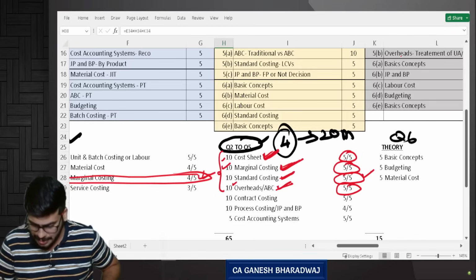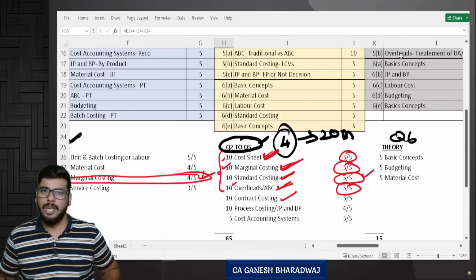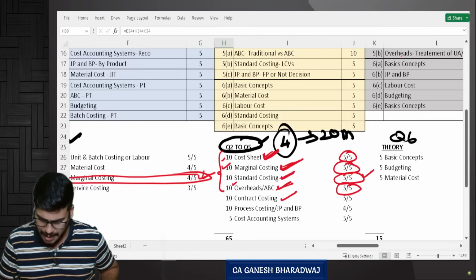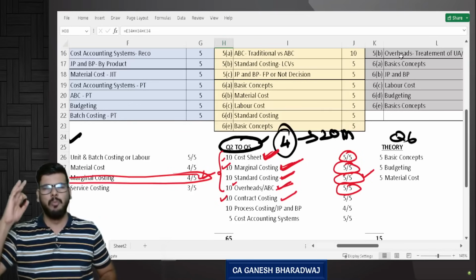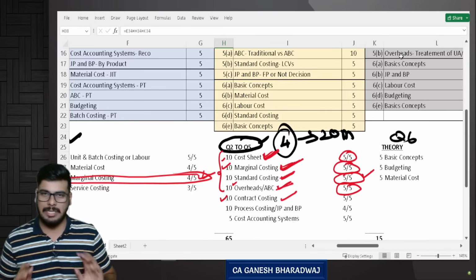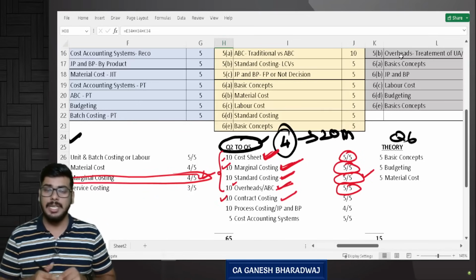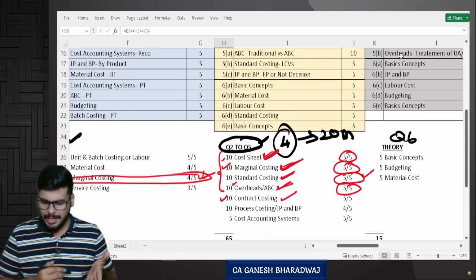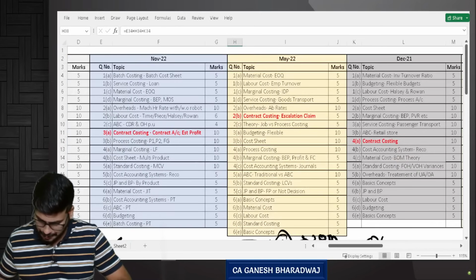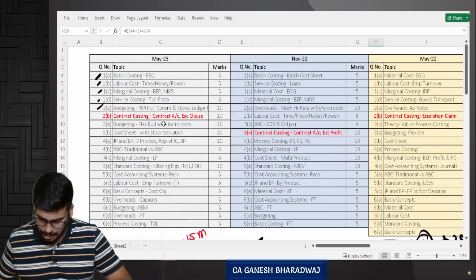Now, look at this. Contract costing. This is the best bet that I can make on contract costing. It will most certainly be tested for this attempt, November 2023, for two reasons. Reason number one, now institute, look at this. This was a trend. I especially marked contract costing here. You look at this, the red ink is contract costing.